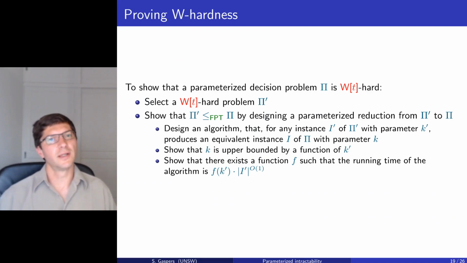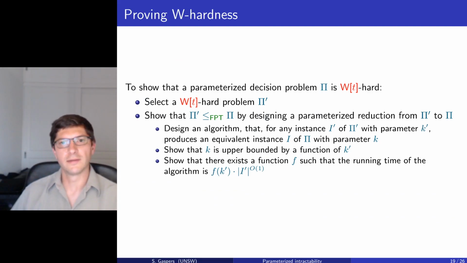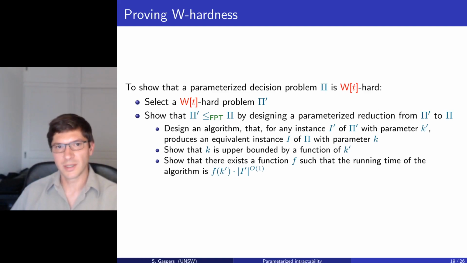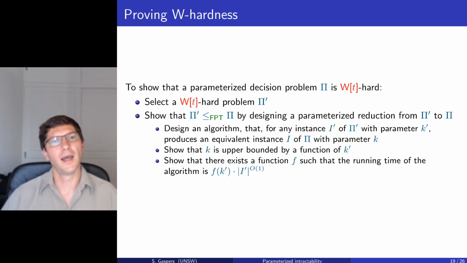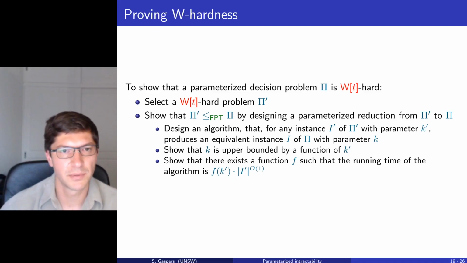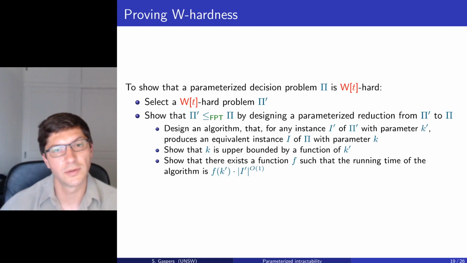So to show now that a parameterized problem is W[t]-hard, we select a known W[t]-hard problem and give a parameterized reduction to our problem that we want to show is hard. So as I mentioned, we will not care too much about W[t] membership. We mostly focus on using the reductions to show hardness.